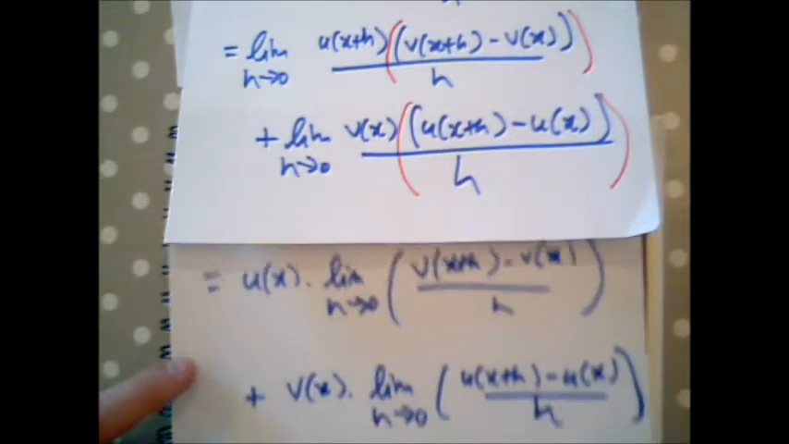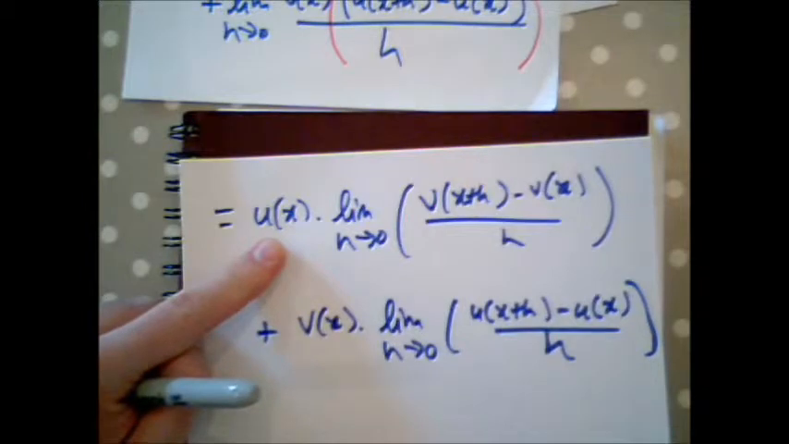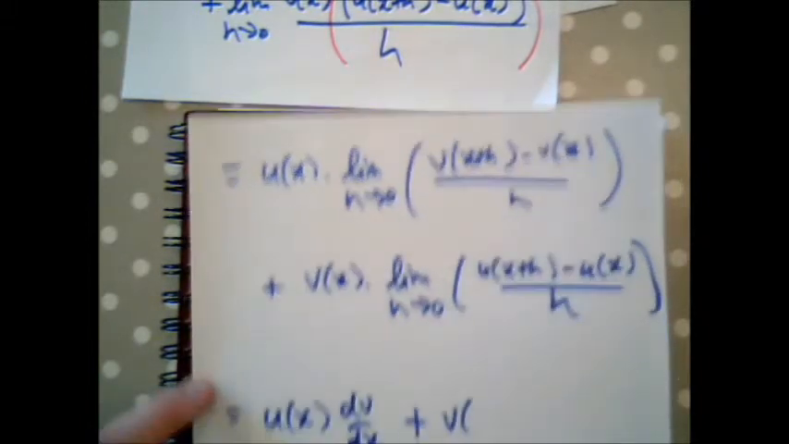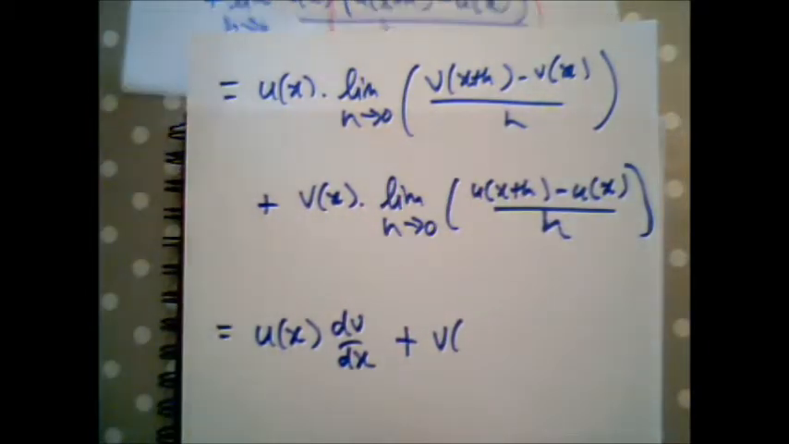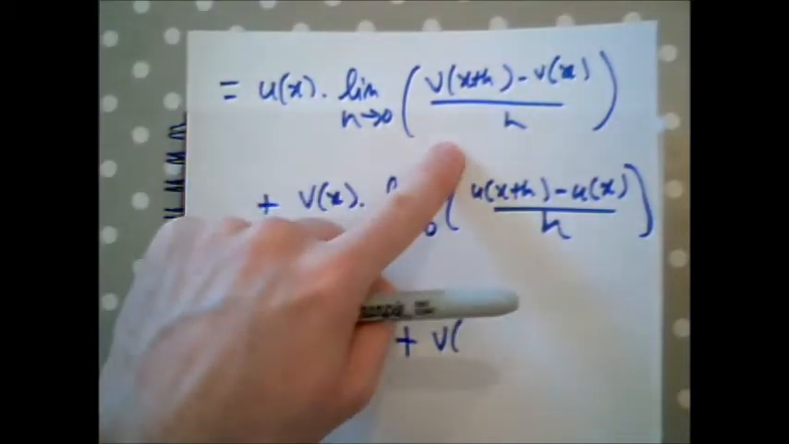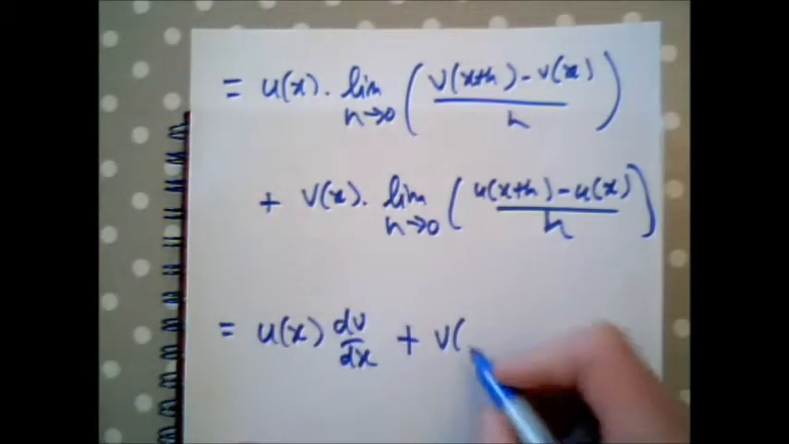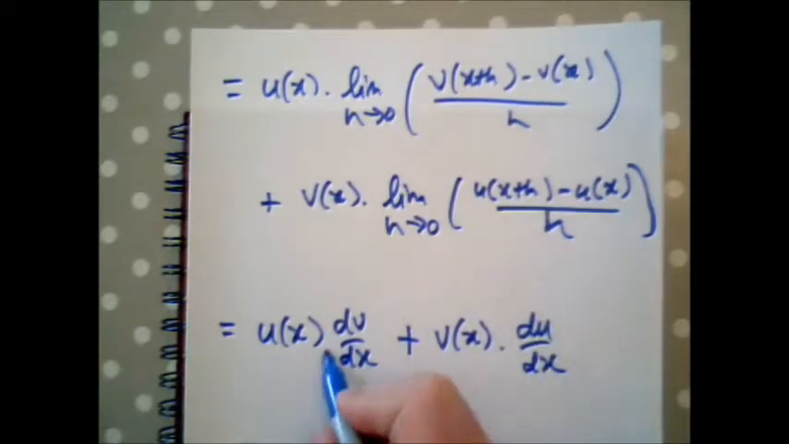And now we really are finished, because this is u of x times the derivative of v. So that's u of x times dv dx plus, this is v of x. Sorry about that. So this is u of x times the derivative of v plus v of x times the derivative of u. So v of x times du dx. And we're done.